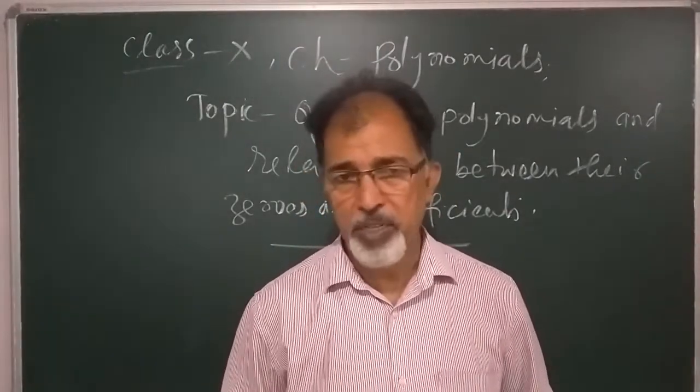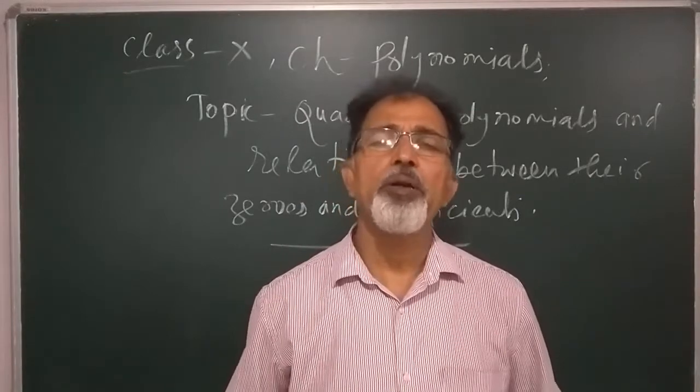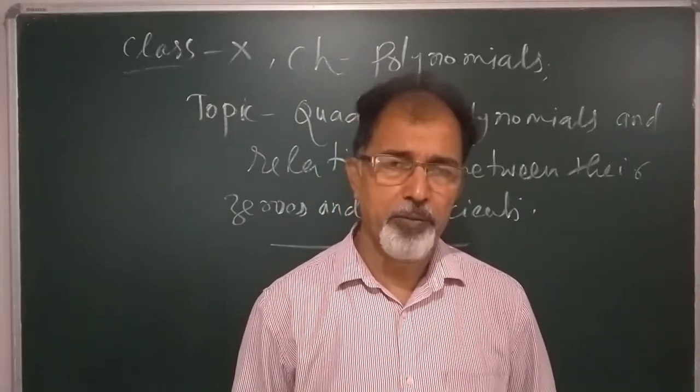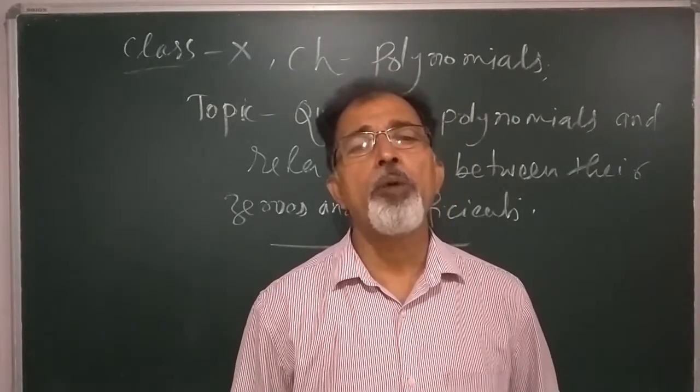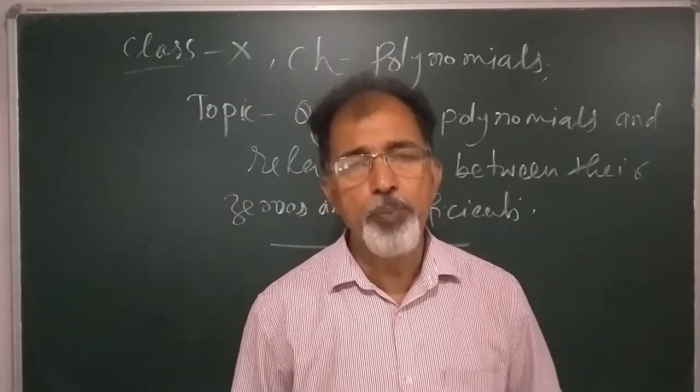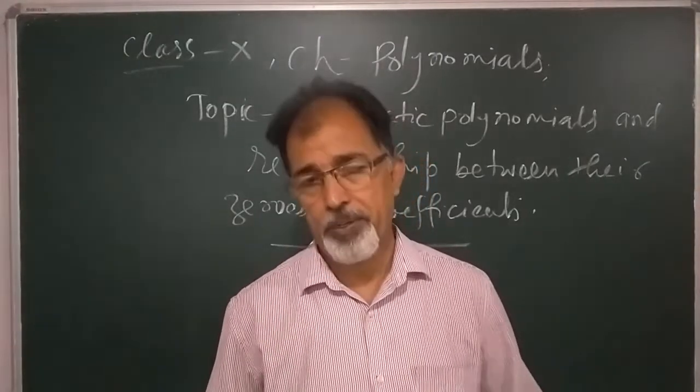Example, constant polynomial. 2, 3, 4, minus 7, 8, root over 2, etc. are constant polynomials. A constant polynomial does not have a zero. And the degree of a constant polynomial is 1.